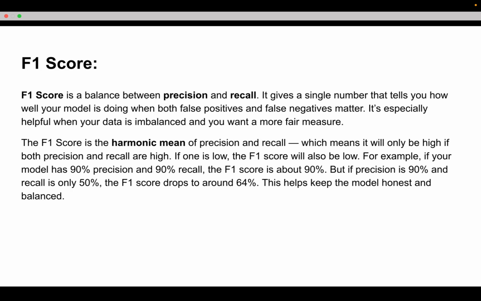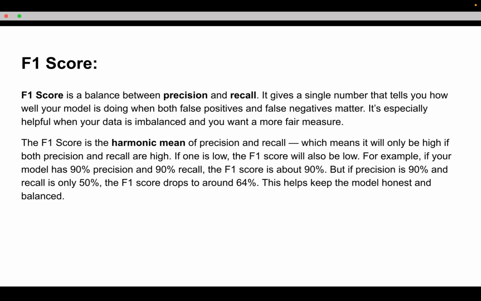And F1 score. F1 score is the balance between precision and recall. It gives a single number that tells you how well your model is doing when both false positives and false negatives matter. It's especially helpful when your data is imbalanced and you want a more fair measure.